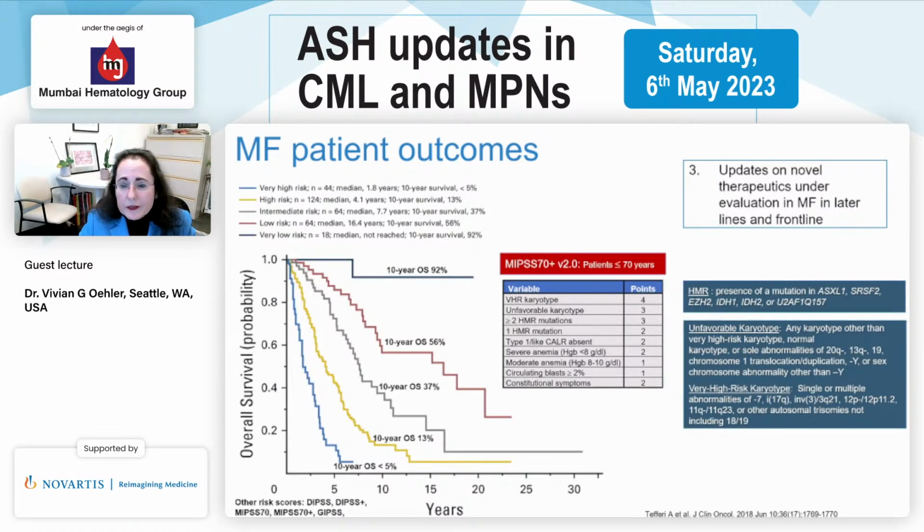So as we all know, there is clearly a need for therapeutics for patients with myelofibrosis. Risk stratification for MF patients is driven by clinical features such as anemia, constitutional symptoms, and blast counts. Our newer risk score calculators are also driven by cytogenetics and the presence of high-risk mutations such as ASXL1, SRSF2, EZH2, IDH1 and 2, and U2AF1. As I show here at left, patients with high risk or very high risk scores have abysmal outcomes with 10-year overall survival of only 13% and less than 5% respectively.